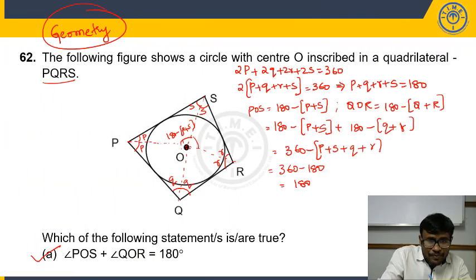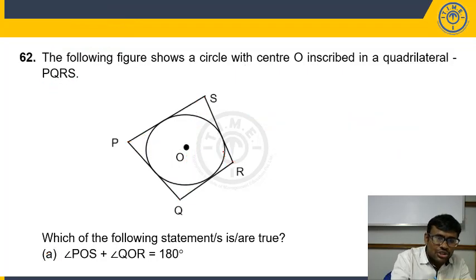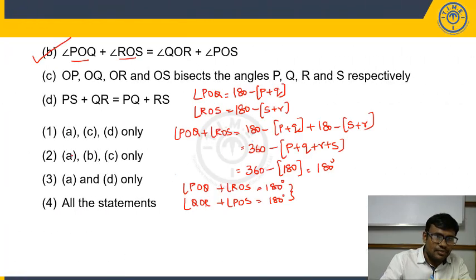Because OP is meeting P, it is the radius. Yes or no? So this will be bisecting this one and this one. So definitely this will be bisecting the angle P. Similarly, OQ will be bisecting the angle Q. Similarly, R and S will be bisected by these lines. So that statement is correct. So option C is also correct.